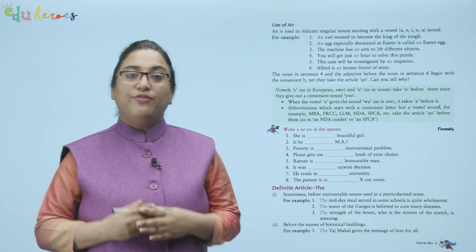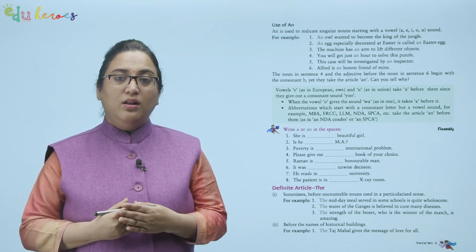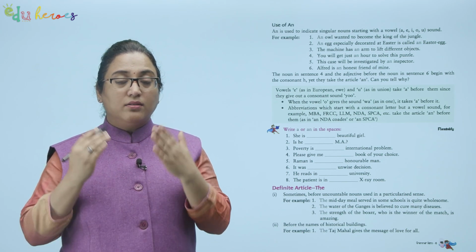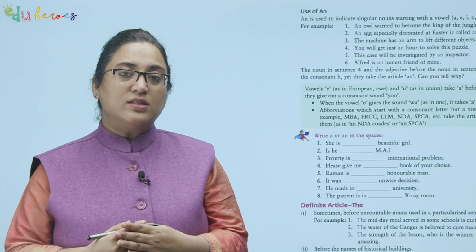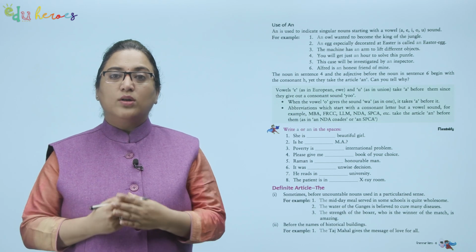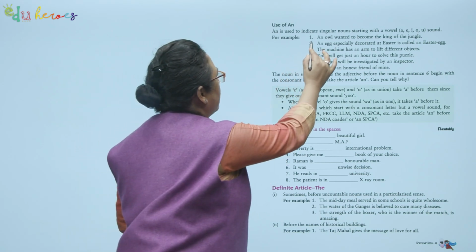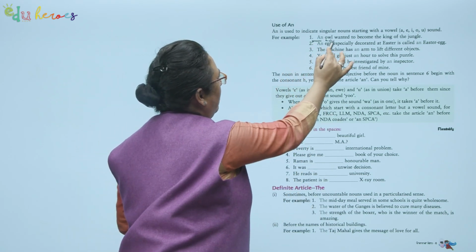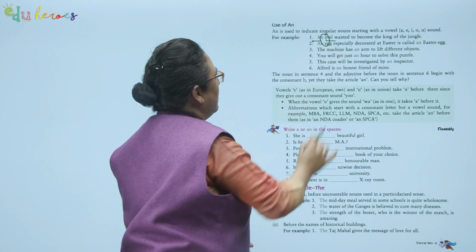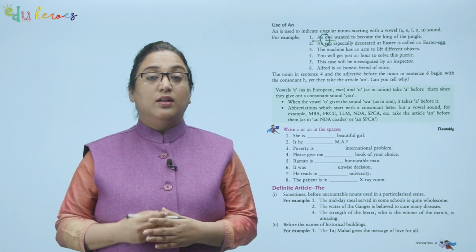Now we come to use of an. An is used to indicate singular nouns starting with the vowel A, E, I, O, U sound. Focus on not just the letter but the sound mainly, the sound of these vowels closely related to the usage of this article. For example, an owl wanted to become the king of the jungle. Now, an is the article here and owl is the noun. So, owl is beginning with O, that is the vowel sound. So, children, focus on the vowel sound rather than the letter.